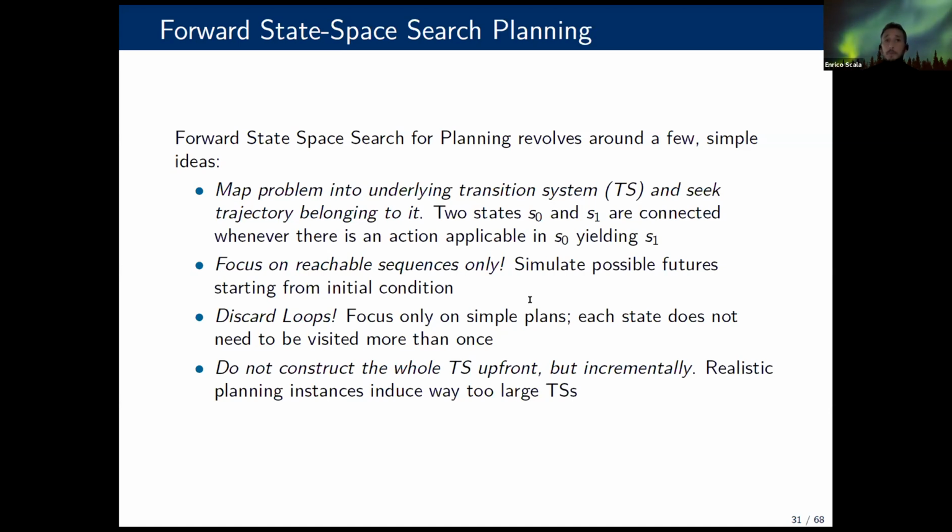You can discard loops. This is because in classical planning, we can focus on what are called simple plans or simple paths, and this is due to the fact that each state in any plan does not need to be visited more than once, because we only predicate over states and not over trajectories of states. And of course, you don't want to construct the whole transition system up front, but you need a way to construct this transition system in an incremental fashion.